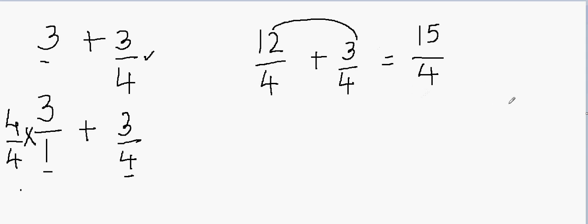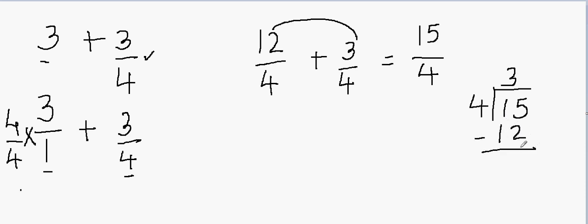But in case your teacher likes you to change this into a mixed number, you can divide 15 by 4. So how many times does 4 go into 15? 4 times 3 will be 12. So I'll subtract 12 from 15. 5 minus 2 will be 3, and I have the remainder 3.